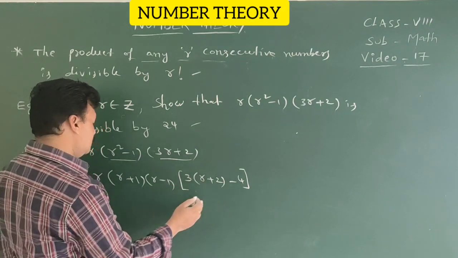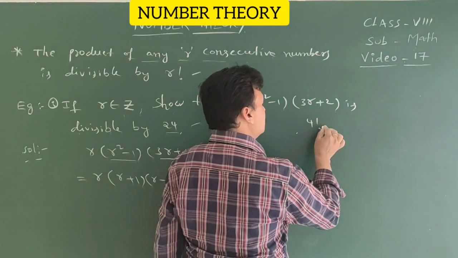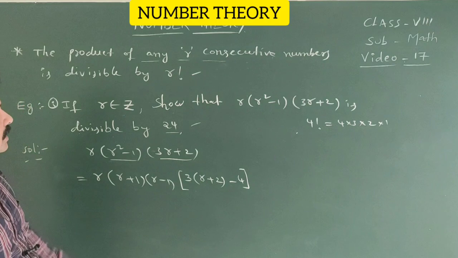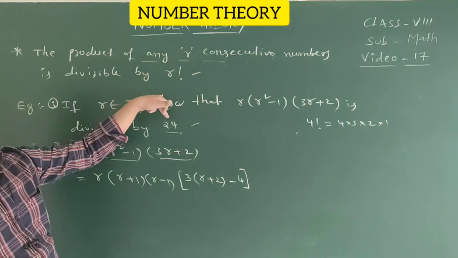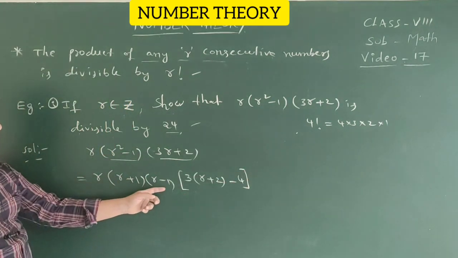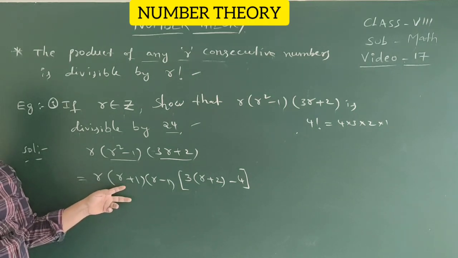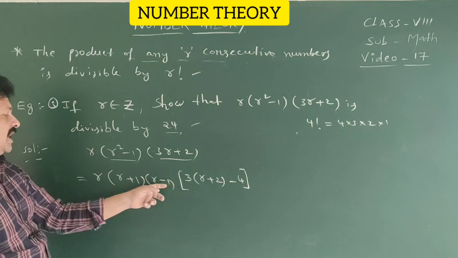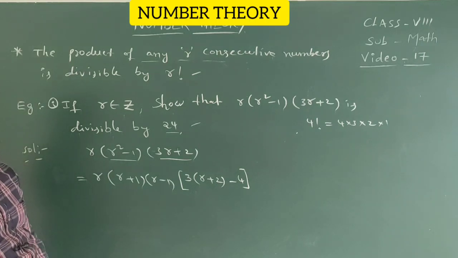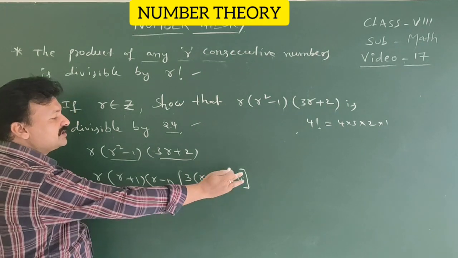Why did you write r plus 2? Here we need to divide by 24. 24 is nothing but 4 factorial, 4 into 3 into 2 into 1. So the number is divisible by 4 consecutive integers, then only it is divisible by 24. For 4 consecutive numbers, here 3 consecutive numbers we have. Already we proved this one: r minus 1, r and r plus 1 are divisible by 3 factorial, 6. If we have r plus 2 as well, then you can say that it is divisible by 24. That's why for getting r plus 2, I split 3r plus 2 as 3 into r plus 2 minus 4.